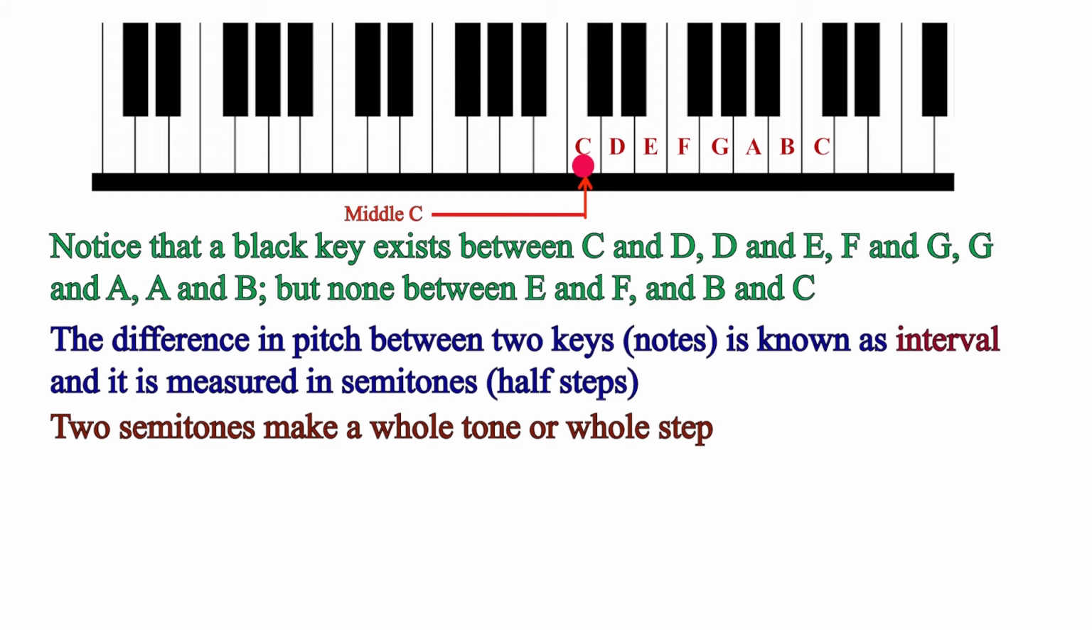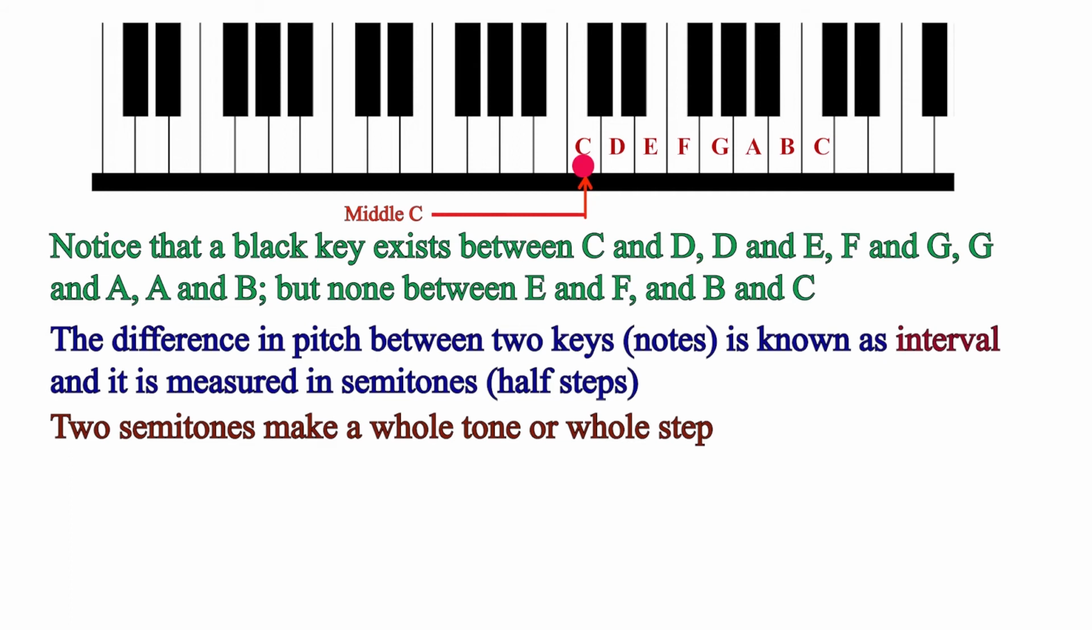The distance or difference in pitch from middle C to the black note immediately to its right is a semitone, or half tone. And the pitch distance from that black note to the next white note, which is D, is also a semitone or half tone. The pitch distance from white note C to the white note D is therefore a whole tone, or simply a tone.